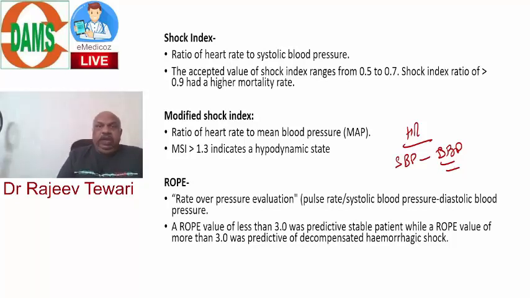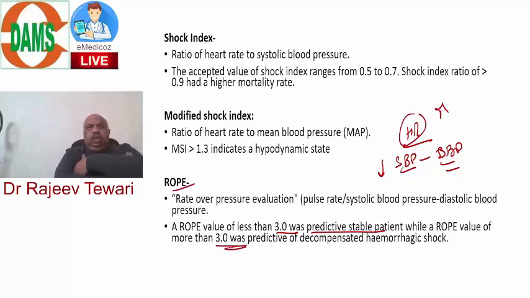A ROPE value of less than 3 is stable, but when the heart rate rises and systolic falls, the value will go up. So more than 3 is a kind of hemorrhagic shock and relatively poor prognosis.